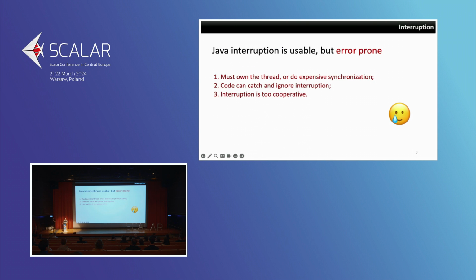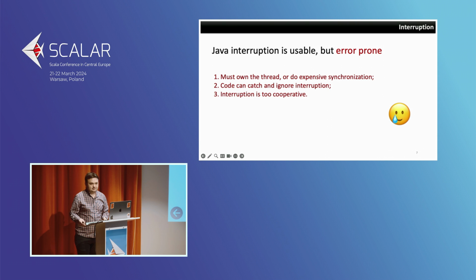Now, Java interruption is usable, but error-prone. You must own the thread or do expensive synchronization, because in Java we work with thread pools, and when you're given a thread from a thread pool, it's not your thread, which means that if you call naively interrupt on that thread, you can interrupt some other task, right? Because the thread can be returned to the thread pool in the meantime. So you have to do synchronization there, and it's not easy because I've done it.